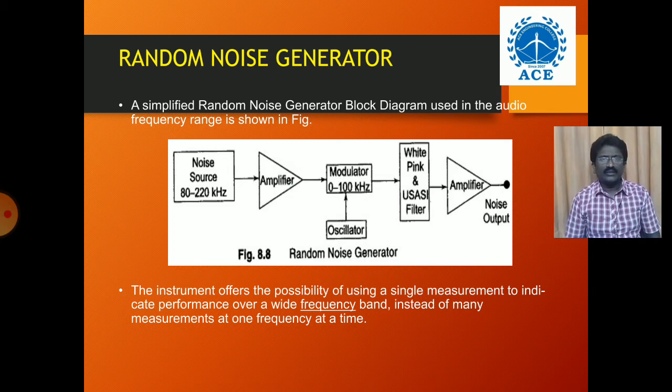So today I will explain the random noise generator. In the last video I gave an explanation of the function generator, sine and square wave generator, square wave and pulse generator, and arbitrary waveform generator. Before starting the random noise generator, once again I will recall the previous video topics.